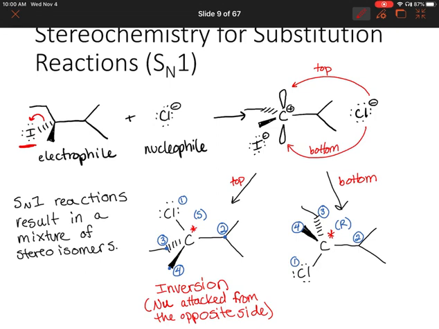But if chloride attacks from the bottom, then it's attacking from the same side that the iodide ion is, or where the iodine atom was. So we would call this the retention product. So the nucleophile attacked from the same side.